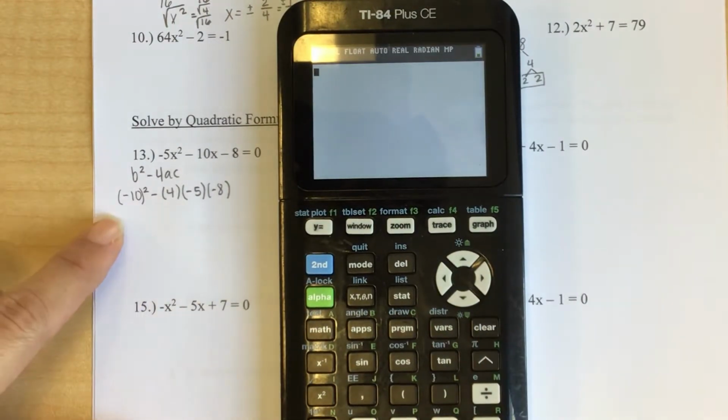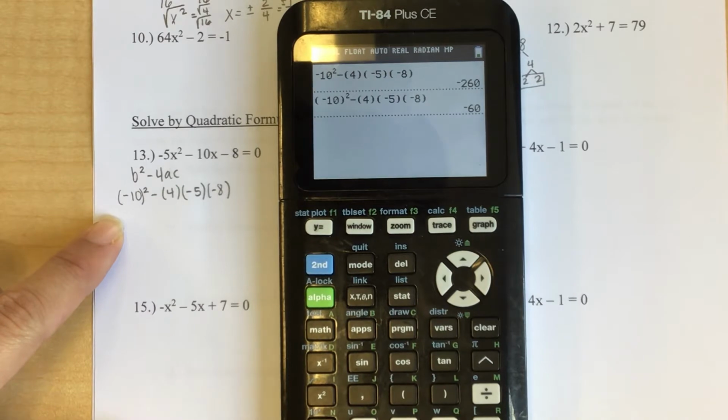So if I have negative 10 squared minus 4, negative 5, and negative 8, notice I get negative 260. Now watch what happens when I put that negative 10 in parentheses, and then we multiply.